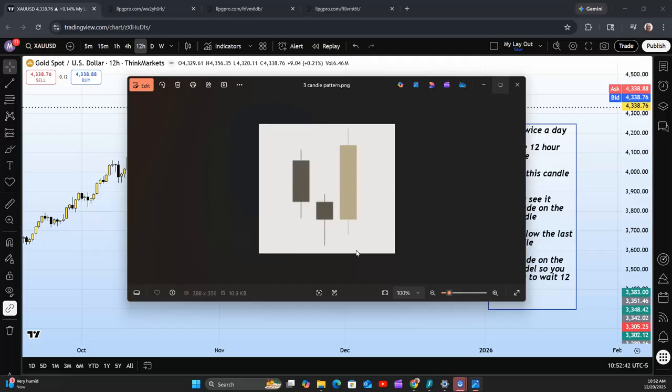There's no such thing as 100% win rate. But this, if you do it consistently on a regular basis, based on your own back testing, you could look at anywhere from 65 to 75% ratio going forward.